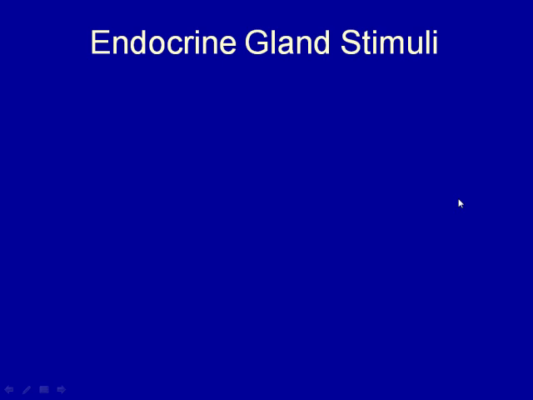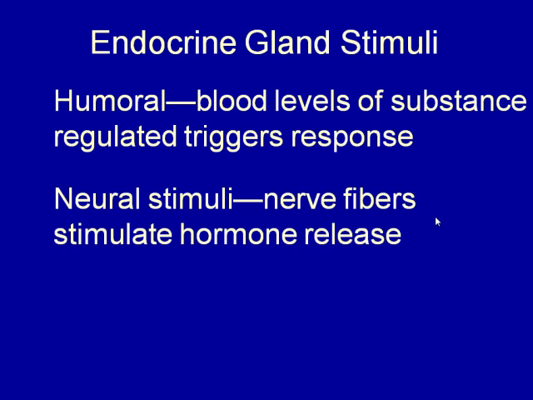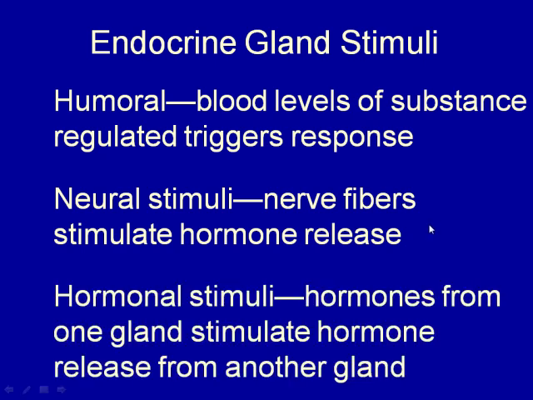Endocrine glands can be stimulated to release their secretions through three mechanisms. One is a humoral mechanism. That is, some substance in the blood triggers the release of a hormone. Some hormones are released as the result of neural stimulation. That is, a nerve goes into the gland and stimulates the hormone release. And some are stimulated by hormonal stimuli. That is, hormones from one gland stimulate hormone release from another gland.